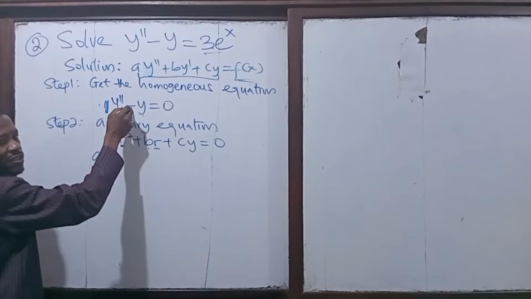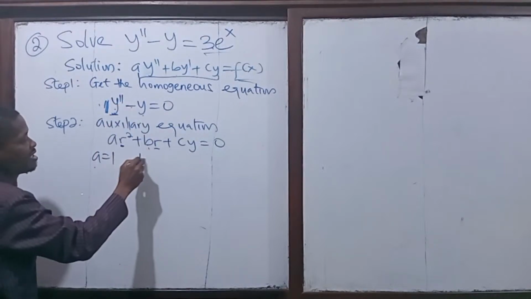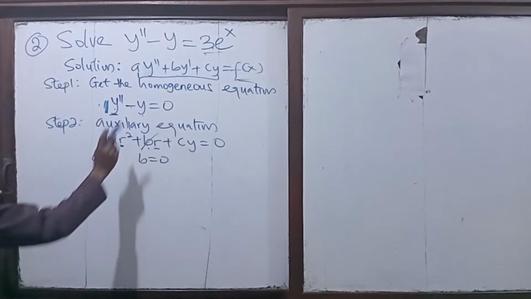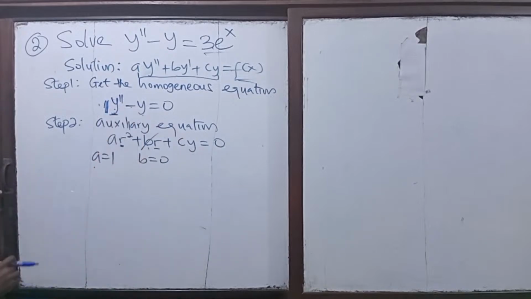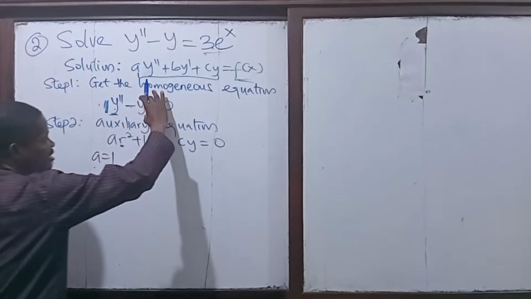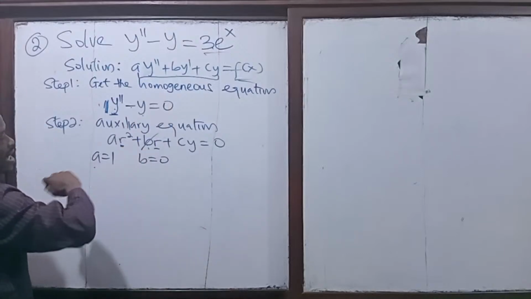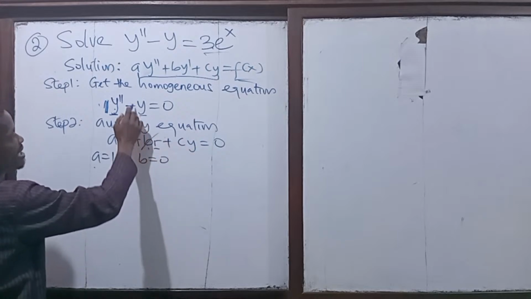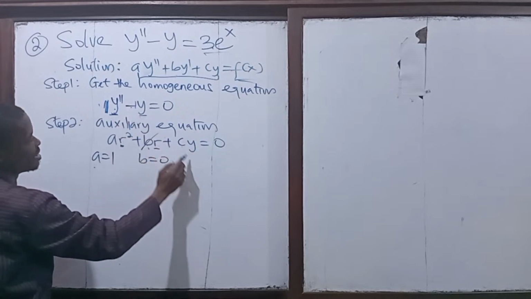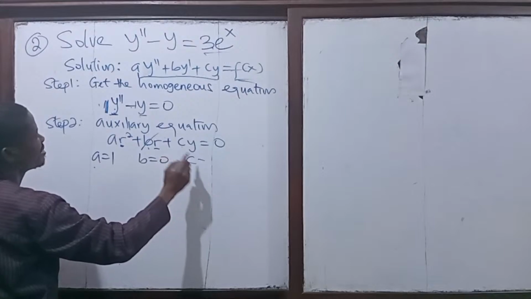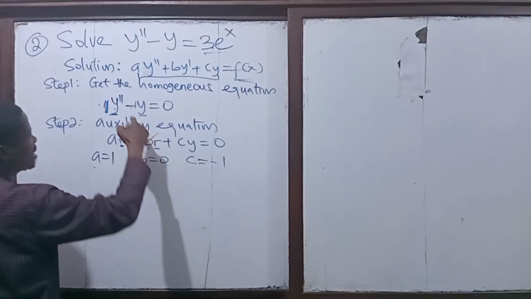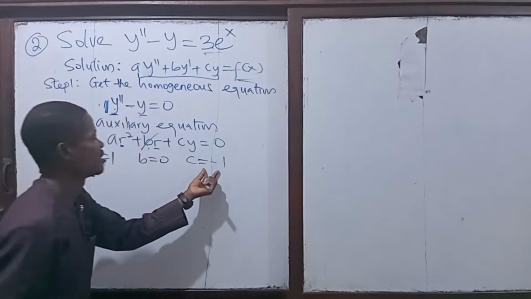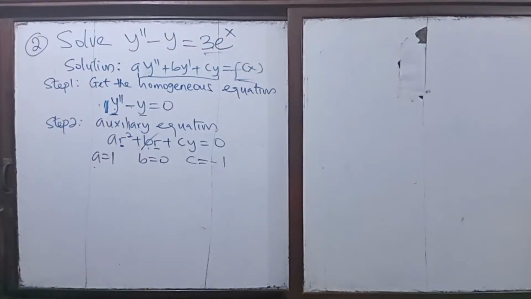Here, there's no first differential. So that means B is 0. We don't have this one in this case. There's no first differential in this equation. Okay, and then the constant coefficient attached to your y is minus 1. So C is minus 1.